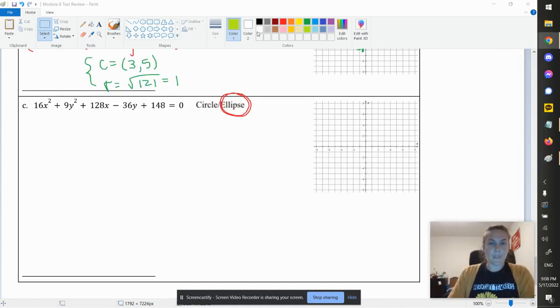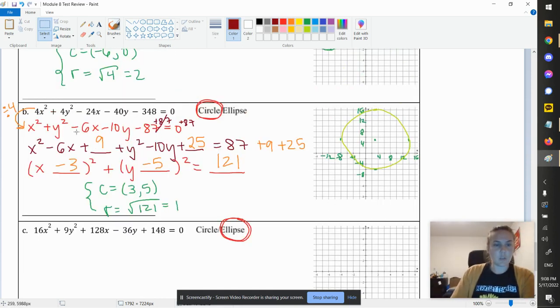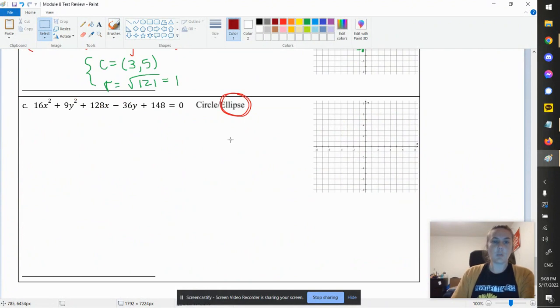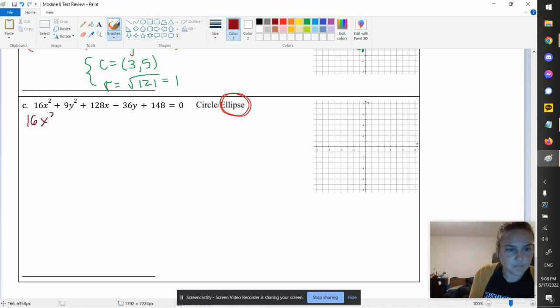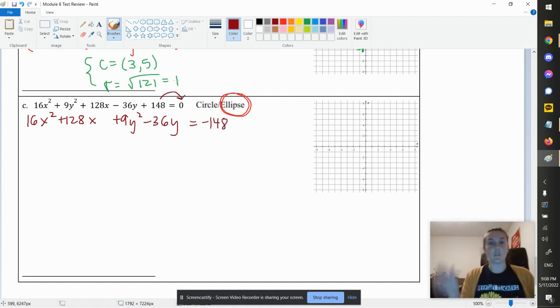All right. Now for the ellipse, it's slightly different for an ellipse, right? For both of these, we just rearranged it so that the x's were together and the y's were together. We didn't have to worry about any numbers out front, any coefficients. Here we have to worry about the coefficients. So first thing we're going to do is put the x's together. Then we're going to put the y's together. Then we're going to put the number on the back side. Move this one over here by subtracting 148 from each side.